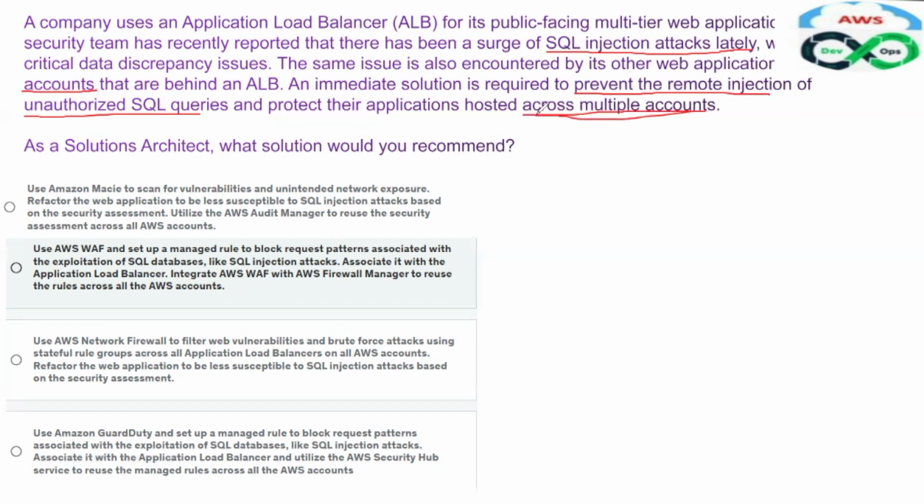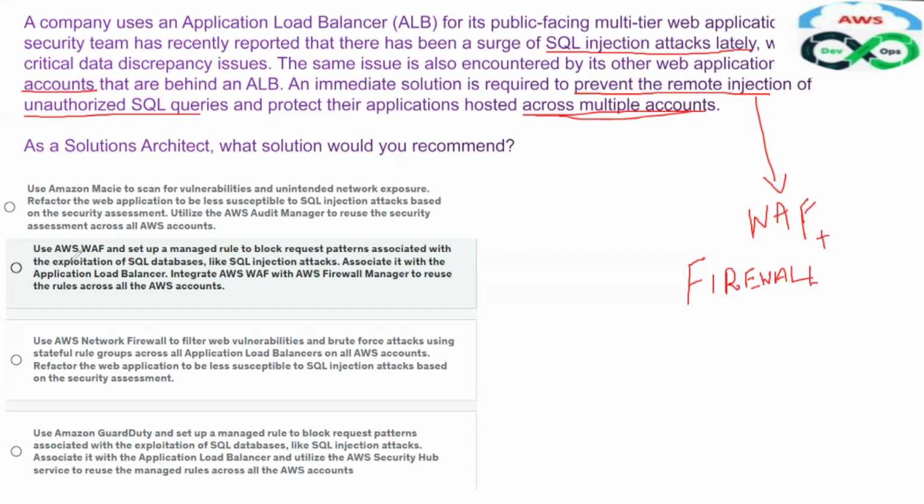accounts. So here also there are two keywords. One is SQL injection attacks and preventing the attacks. Yes, that is typically going to point to WAF as the answer. Okay, but they also mention across multiple accounts. So which is a service that will help in deploying our firewall rules across multiple accounts? It is actually AWS Firewall Manager. So you have to get that keyword also here. So your answer should contain WAF as well as Firewall Manager. Okay, so that is the answer that we need to pick.